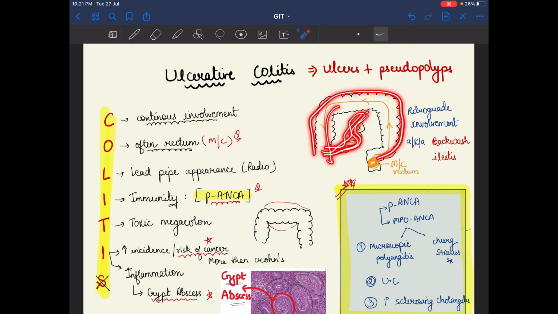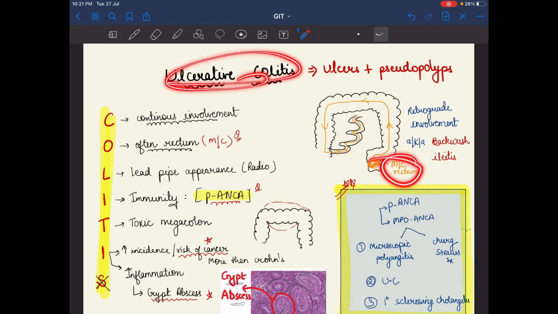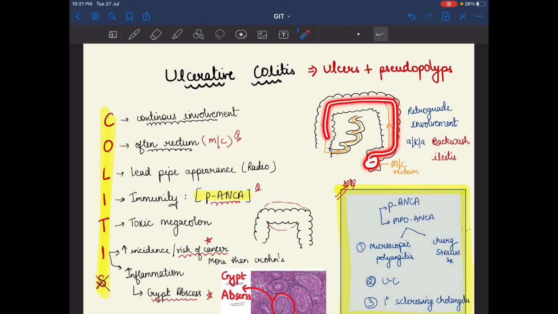So this is the jejunum, ileum part, and this is the intestine part, and here the rectum is there. In ulcerative colitis, most commonly the rectum is involved. First the lesion is here, and after that it spreads in a retrograde manner. So it is retrograde involvement, also known as backwash ileitis, because it spreads in a retrograde manner.